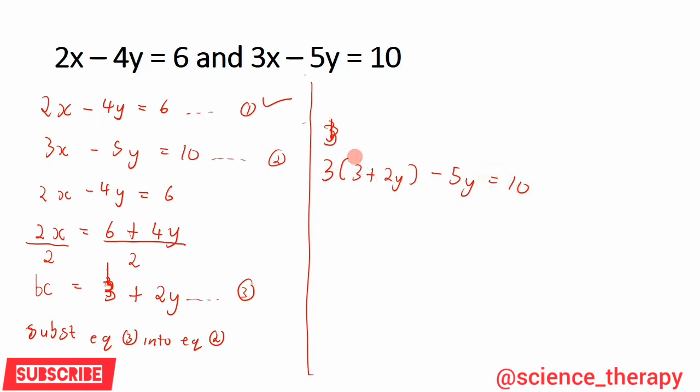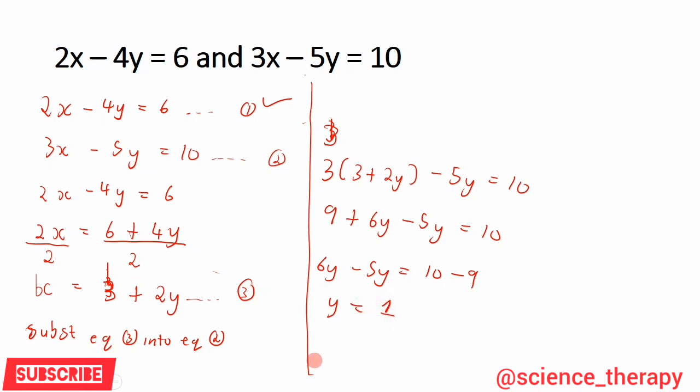Now what are we supposed to do here? We solve. What is 3 times 3? Gives us 9. What is 3 times 2y? 6y. Then minus 5y is equal to 10. Now we want to have all the terms with y on the left hand side, and all the constants on the right hand side. So we have 10, transpose that positive 9, we have negative 9. So what is 6y minus 5y? That gives us y. And then what is 10 minus 9? That gives us 1, right?